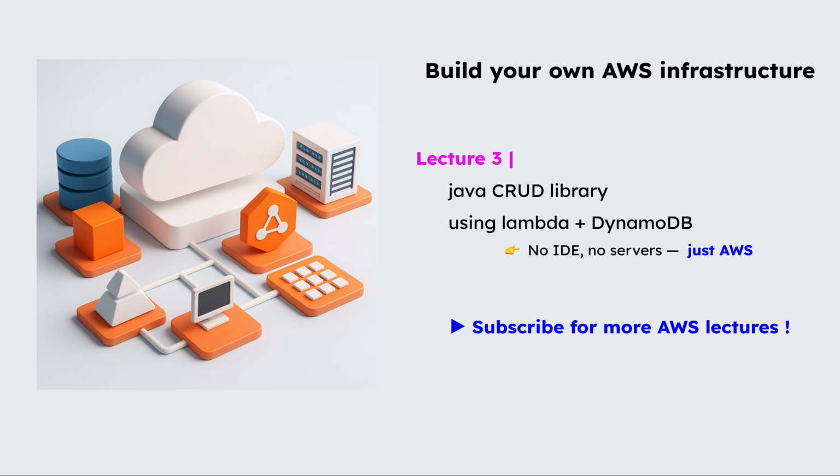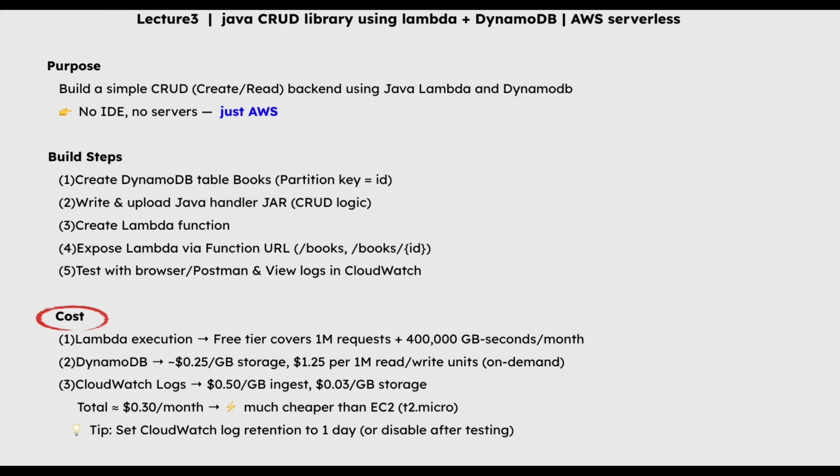Here is the plan. First, we will create a DynamoDB table. Then we will write a small Java handler, package it into a jar, and upload it into Lambda. After that, we will expose the function through a Lambda function URL. Finally, we will test everything with curl commands and check the logs in CloudWatch.